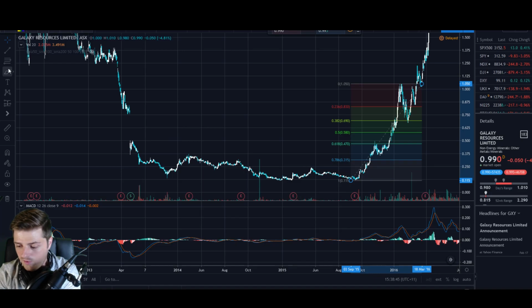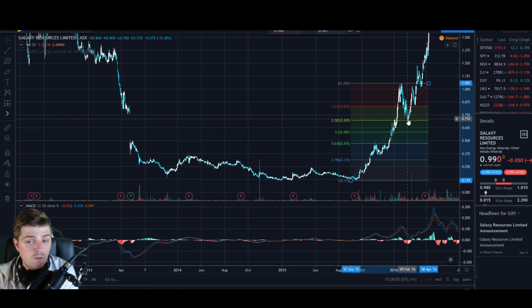If we expect strong fundamentals, and let's say we want this stock to go to $2, and it's currently sitting at $1, and we've got a pullback target of 38.2, that'll be our entry point for this stock.